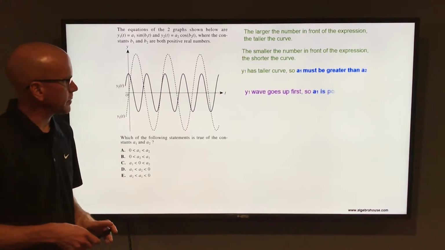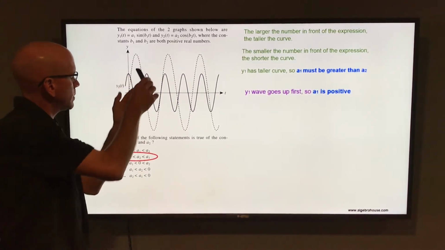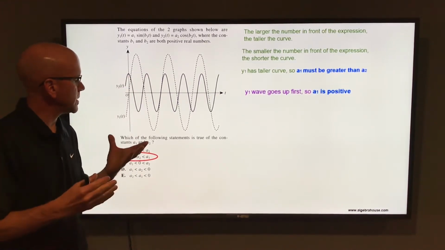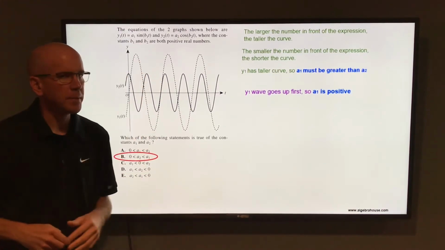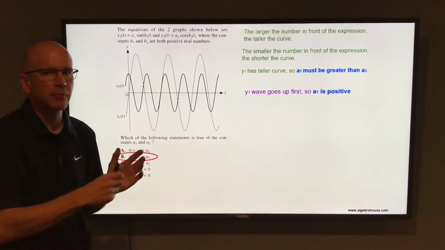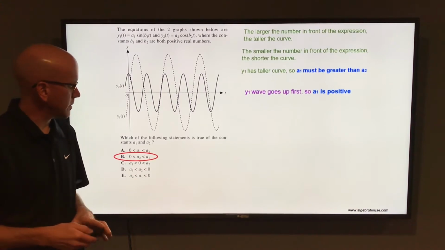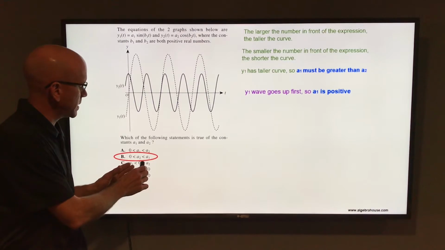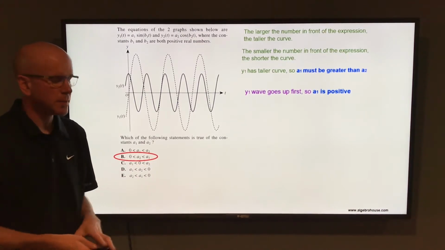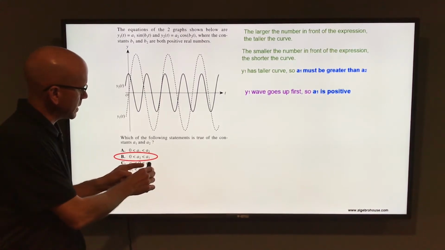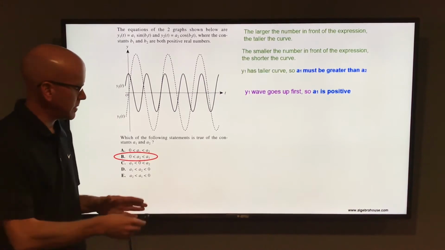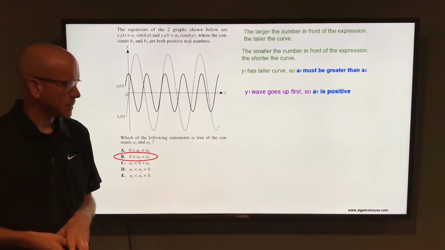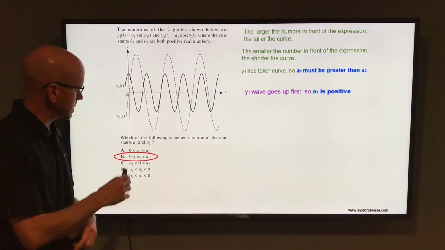Another thing to point out, the wave goes up first on y sub 1. That means that a sub 1, the number in front, will be positive. If it was negative, it would go down first. So with all that said, put that all together, you can see that 0 is less than a sub 2, which is less than a sub 1. So a sub 2 is less than a sub 1, but they are positive, so they are both greater than 0. 0 is less than a sub 2, which is less than a sub 1.